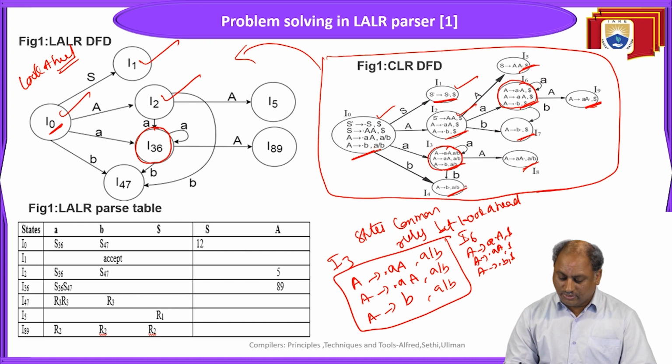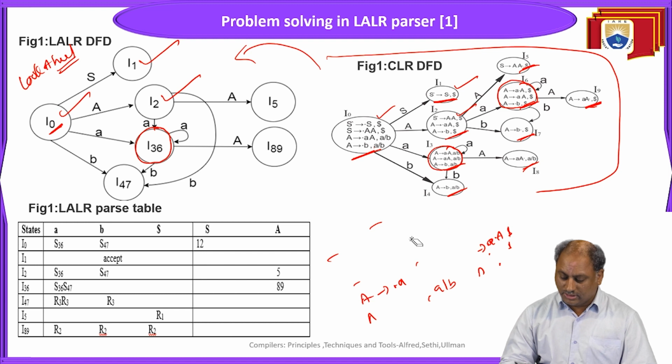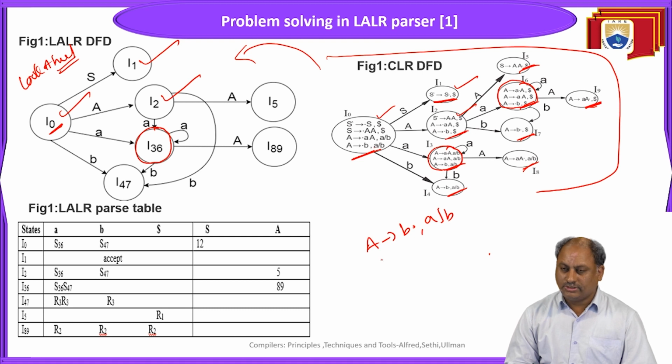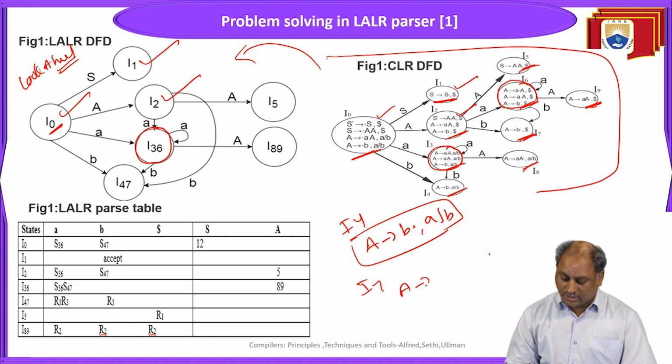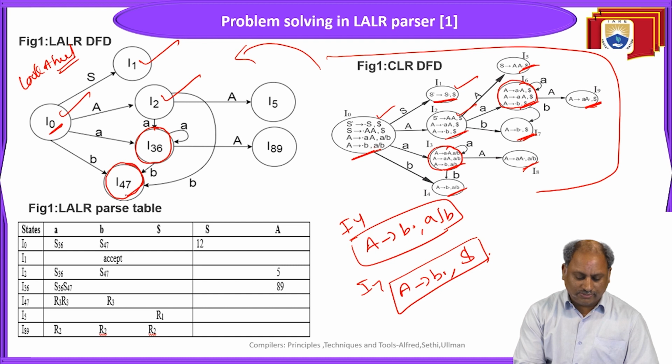Similarly, if you observe I4, it is the state which contains the single rule production A derives B dot. The look-ahead is A/B. Now I4 and I7: I7 also contains the same production A derives B dot, and the look-ahead is dollar. So these two can be combined and written as I47.